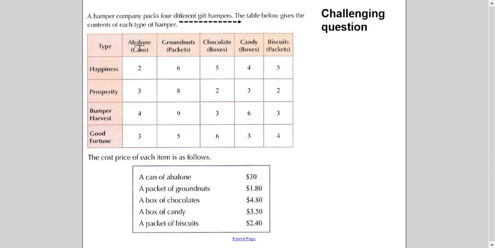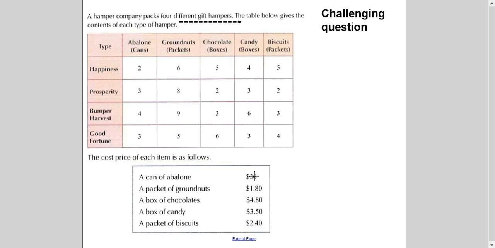Either the quantity is different or the types. You see the types are abalone, groundnut, chocolate, candy, biscuits. So the happiness hamper will have 2 cans of abalone, 6 packets of groundnut, 5 boxes of chocolate, 4 boxes of candy, and 5 packets of biscuit. When you add all this together, it will make the happiness hamper. Similarly, there are different hampers, right? So you understood how they are packing and making gift hampers. Okay, so this is the information about it.